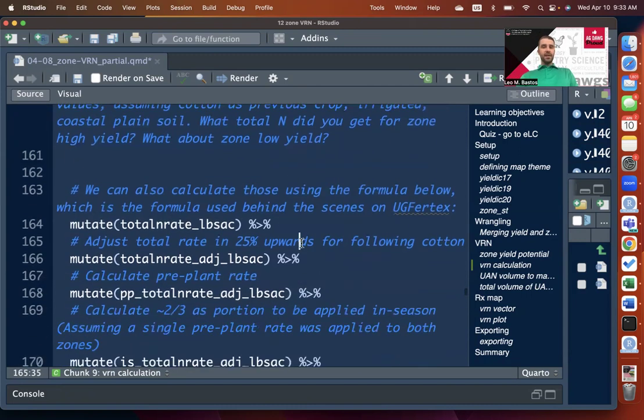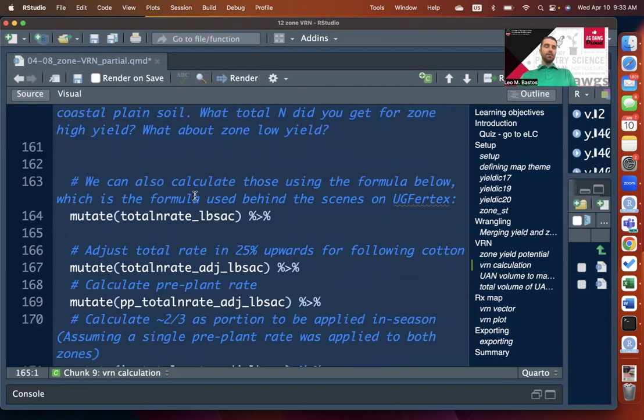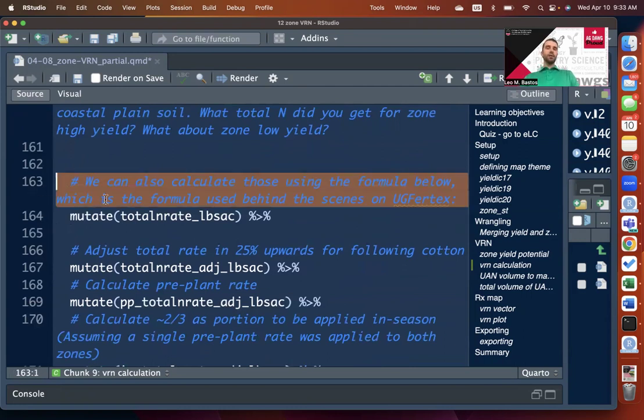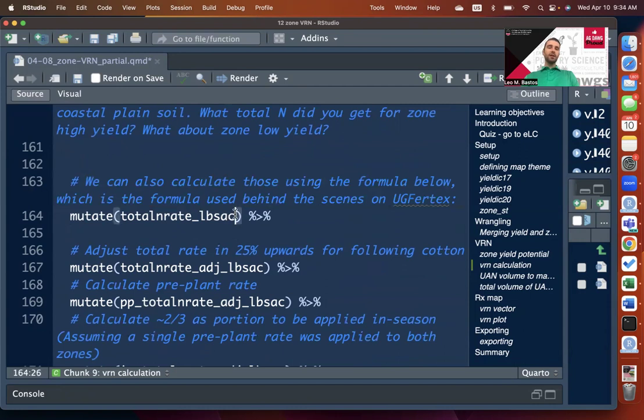Which is what I want to do on this next part of the code here, where it says we can also calculate those using the formula below, which is the formula used behind the scenes on UG FERTEX. So I left you the mutate there. I left you already the name of the column, just so we avoid confusion if people write this differently. So I want to create this new column in our data set that we're going to call total N rate in pounds per acre. Let's just give it an equal sign. And I'm going to put here the equation of what is actually going on behind the scenes on UG FERTEX.